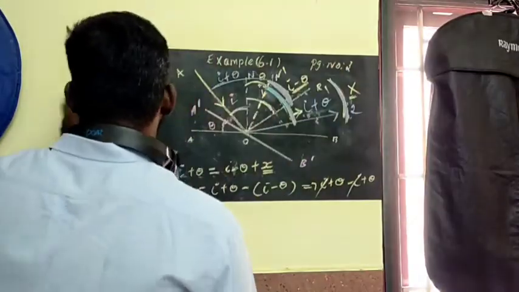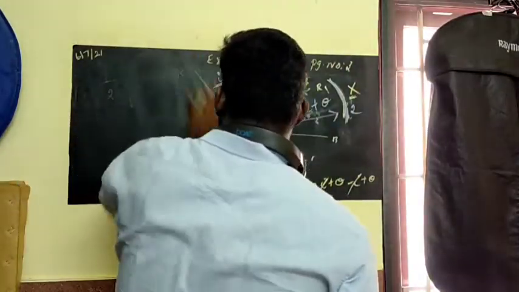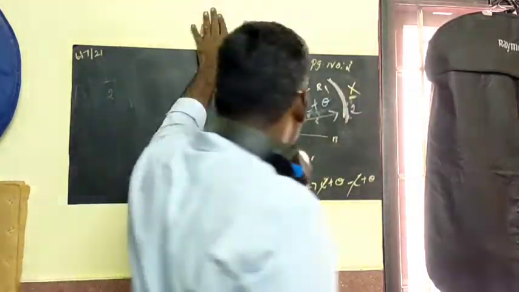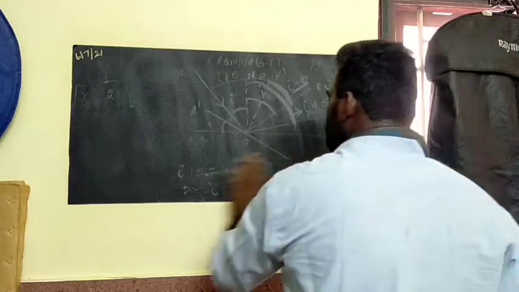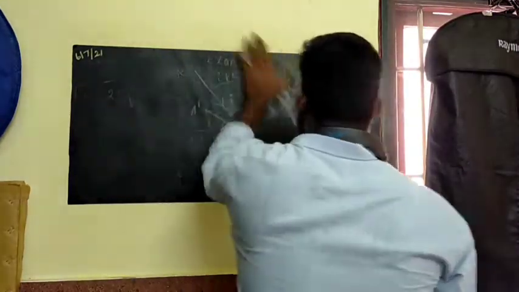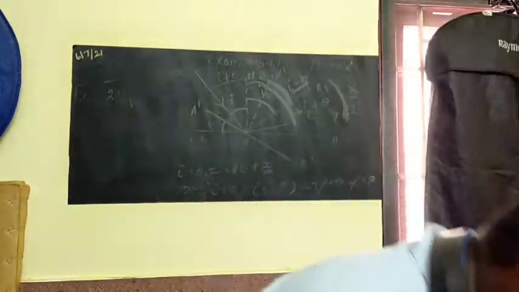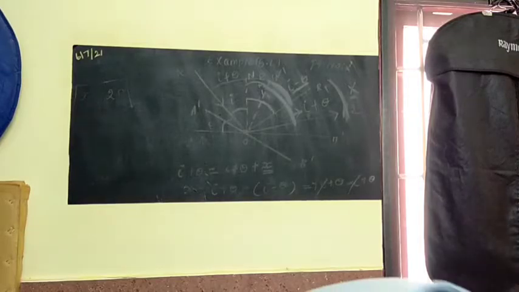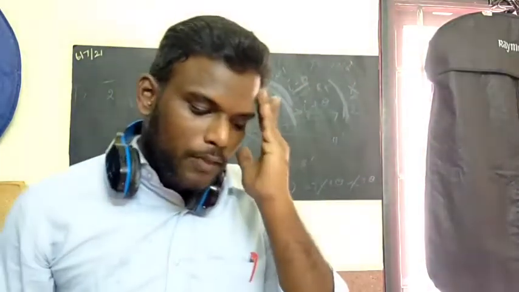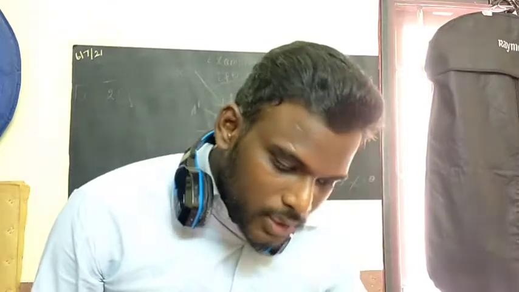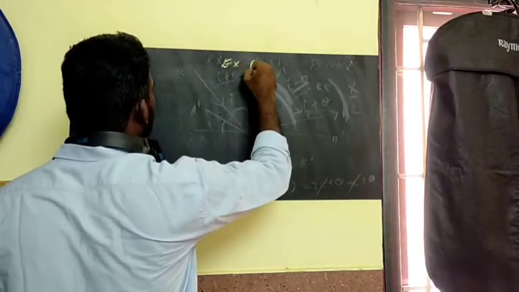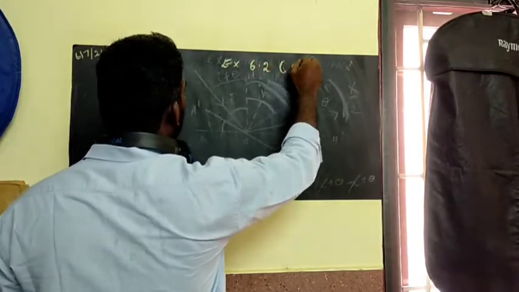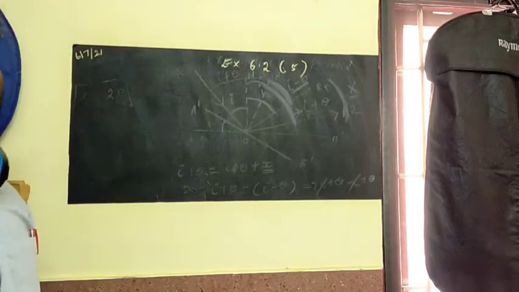Now coming to the next example, that is example 6.2, page number 5. What is the height of the mirror needed to see the image of a person fully on the mirror? See that exercise 6.2, page number 5.